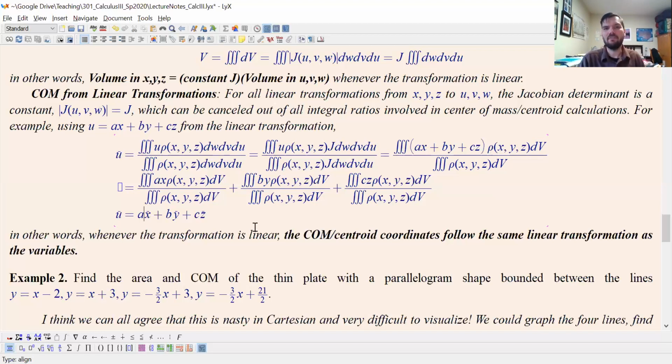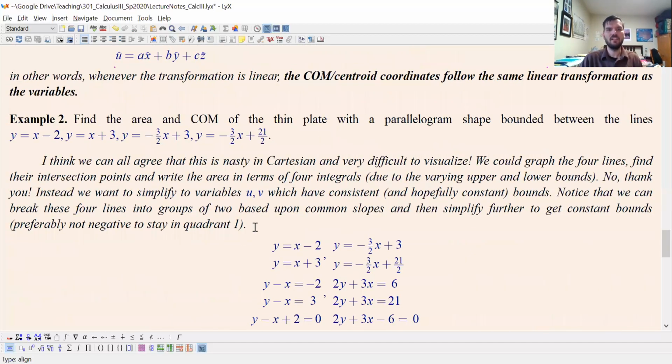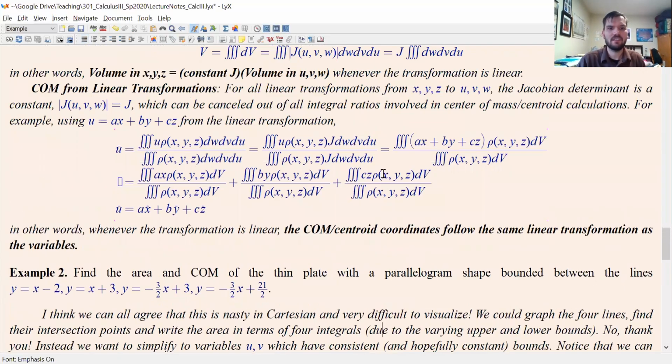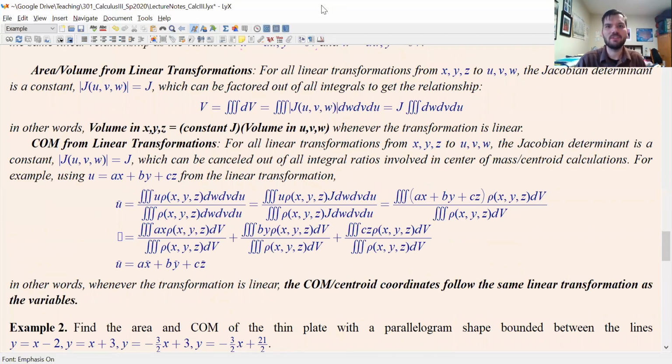So in the same way, if we have a linear relationship for u, v, and w in terms of x, y, and z, or in reverse for x, y, and z in terms of u, v, and w, the center of mass coordinates follow the same relationship, the same linear equations. Okay, so I will save this so we have that idea wrapped up, and then we'll move on to some examples.